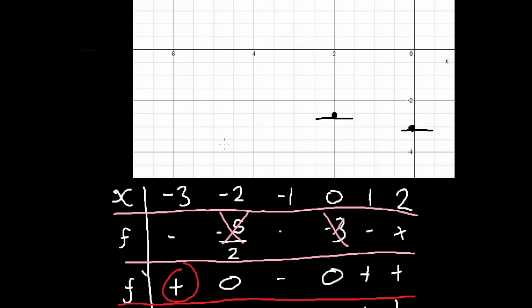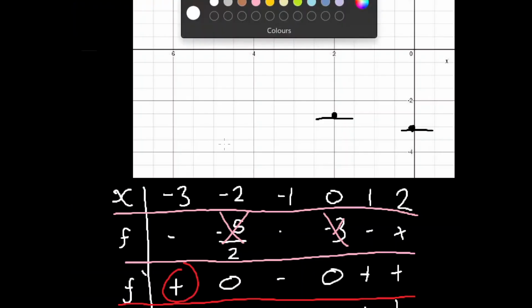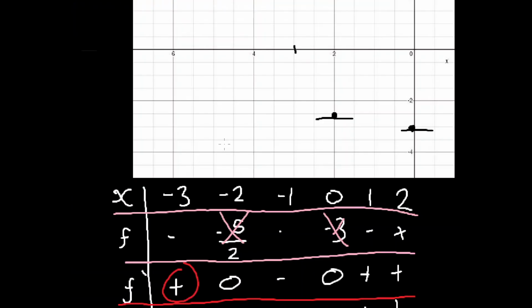at -3. So at -3, we know that we've got to have a positive gradient, which means we've got to be going up like this. So we're going up from that side there. And then from the other side, we've got a negative gradient, so we're going down like that. Then we get to this, so we're still going down, and then we get to 0, and we're back to being flat. But then we go to positive.